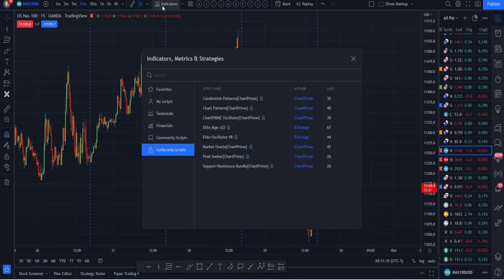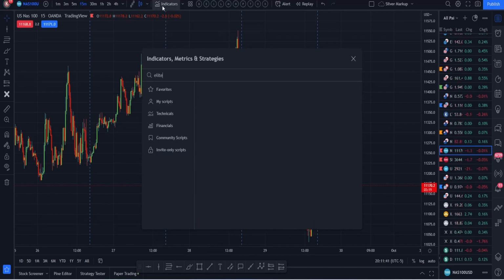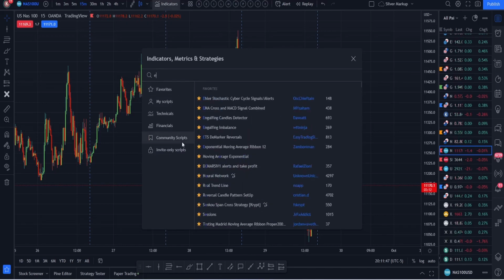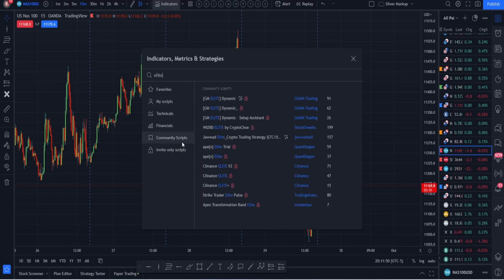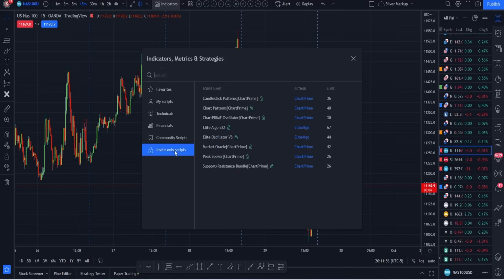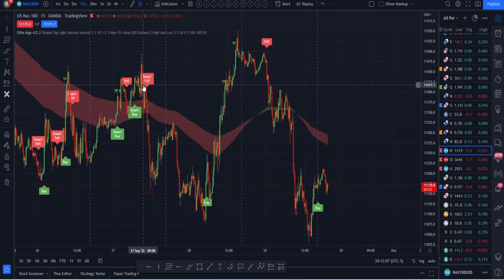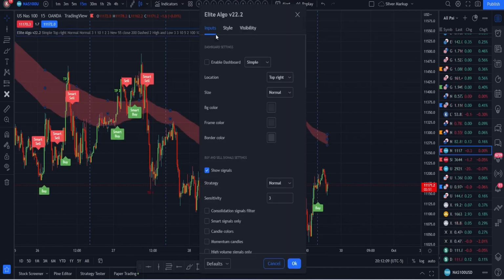When you get the Elite Algo system, you can only get it through the Elite Algo website, and like I said, I have that link in the description. Even if you try to look for it in TradingView without the subscription, you're not going to even see it. The way you get it is you go into your invite only once you purchase, and you'll see Elite Algo there. So I'm going to start off with just the algorithm, the main component of the indicator. There's multiple parts to it, so let's open up the settings.